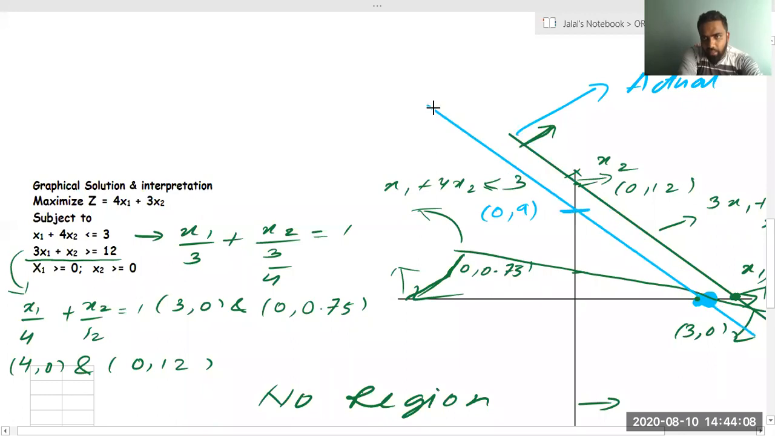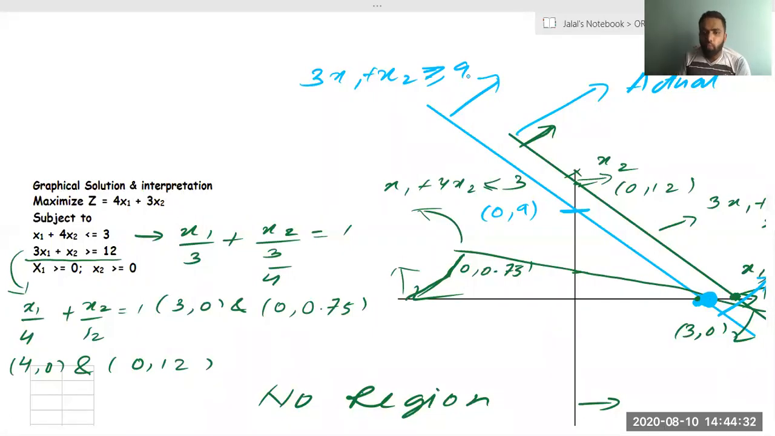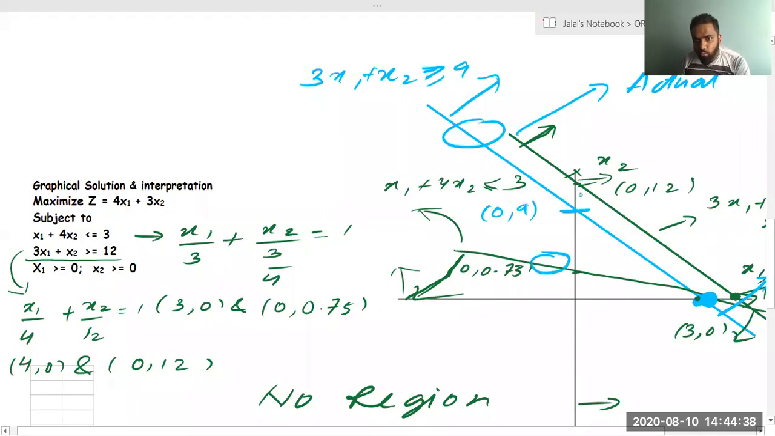This is my actual line, right? And this line is moving away from origin. Now this line's equation is 3x1 plus x2 is greater than or equal to 9. I've just removed the value of A. Now when I've removed the value of A, can we find some common point from these two lines? This is my one line, this is my second line, and then there are my two lines of axis.